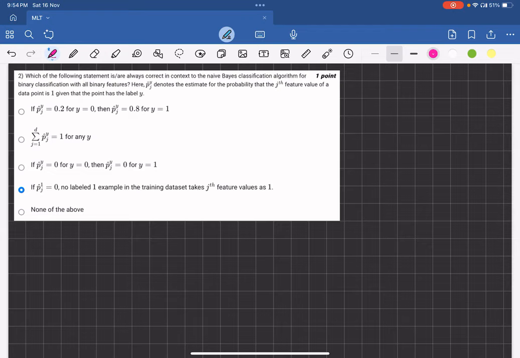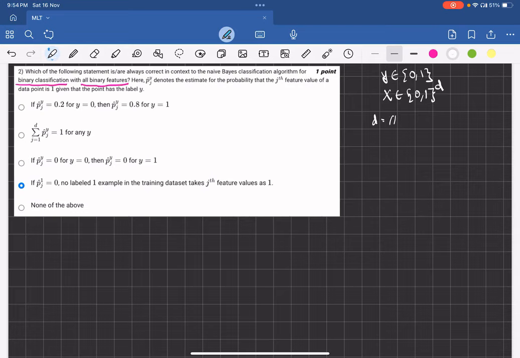So there are two ideas here. First is binary classification, all binary features, which means essentially that our y that we want to predict is binary, and all the x's are binary. In fact, we can write the feature space as {0,1}^d. What is d? d is the number of features.